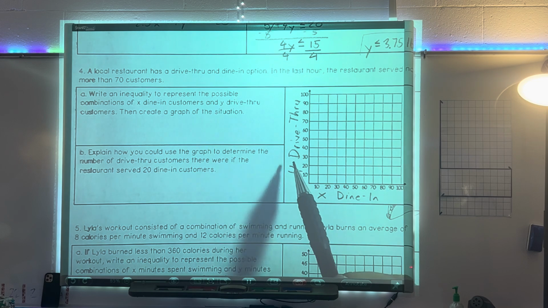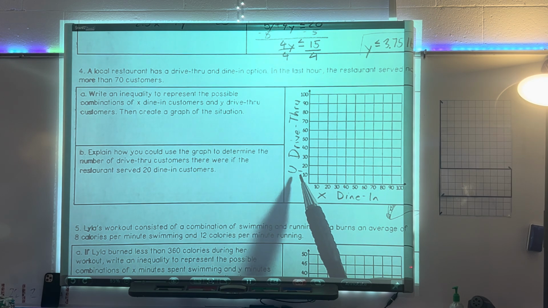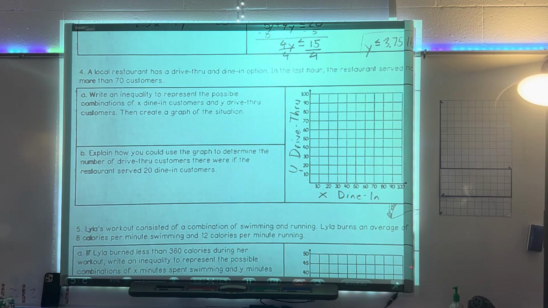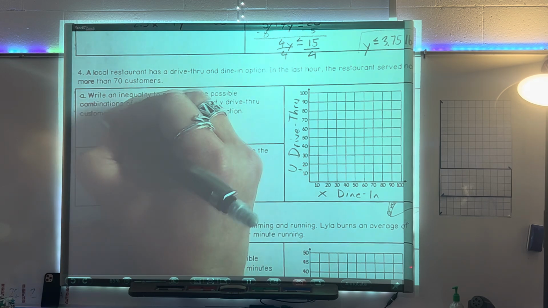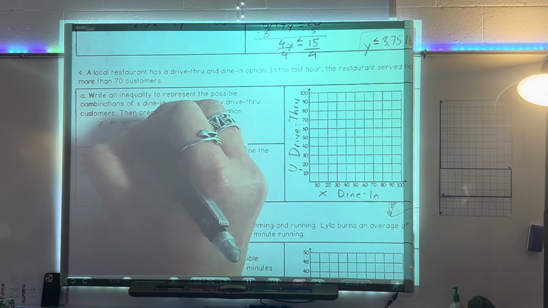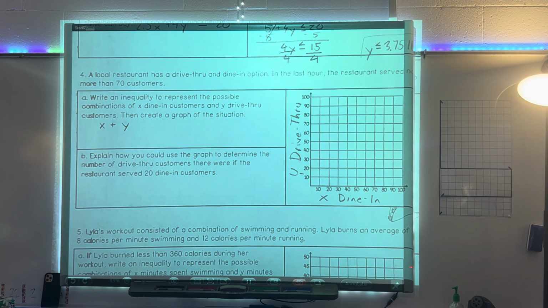Okay, here. My drive-through is represented by what? How many people go drive-thru? Y. Do I know how many? No. No, that's why I'm using Y. So what does that part look like? X plus Y. I don't know anything more than that. There's not a value assigned to them because it's just a quantity.